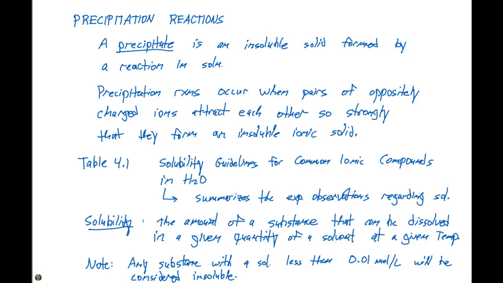So we will set this as the baseline and give these overall general guidelines for precipitation reactions. And what we'll look at in the next couple sections is when these precipitation reactions will occur, how we can characterize them, and how we can predict the products that will occur.